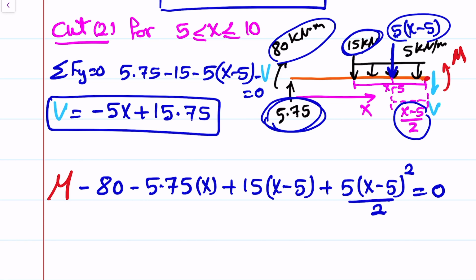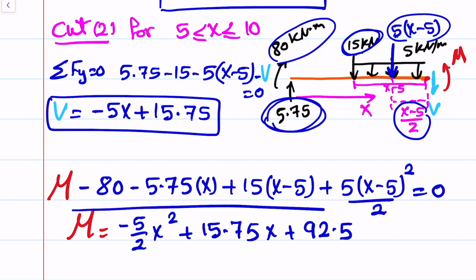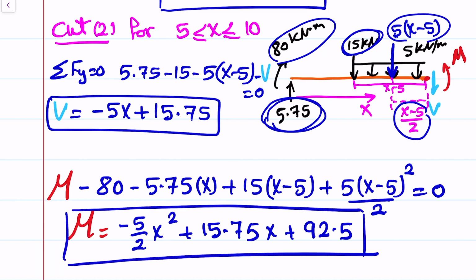By simplifying this, you will find that the moment equals negative 5 over 2 x squared plus 15.75x plus 92.5. Okay, and both of these two equations are valid for x between 5 to 10.